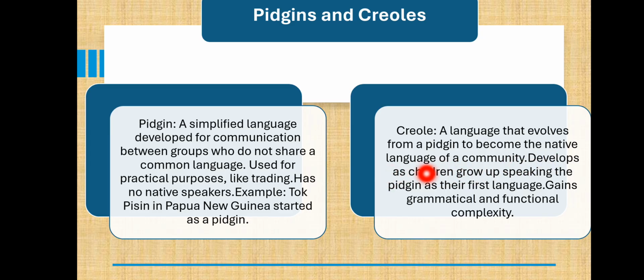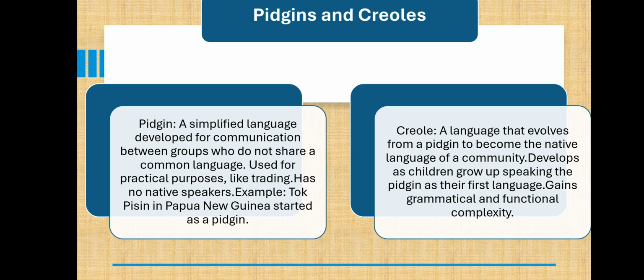Okay. So it becomes the native language of a community, and it develops as the children grow up speaking the pidgin as their first language. So when they start to use the pidgin as their first language, it becomes Creole. Now it is a developed form of pidgin. So it gains grammatical and functional complexity.